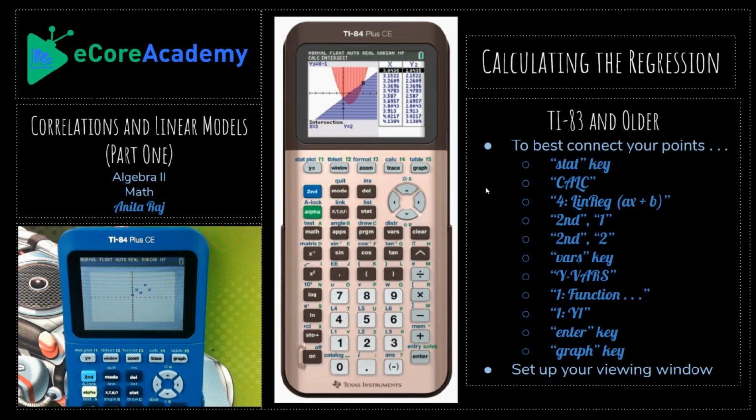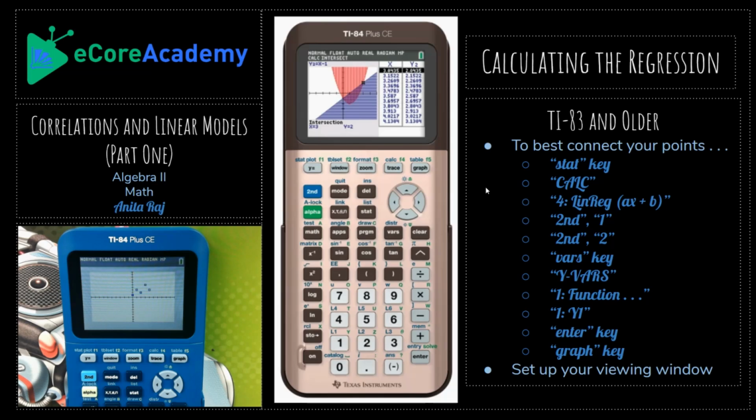If you just want to read over the instructions on the screen, feel free to do so and pause. First, you want to hit the stat key. Then you want to hit the calc button. Then you want to hit 4 for linear regression, which is ax plus b. You'll see that as the fourth option. Then you want to hit the second button, and then 1. And then you want to hit the second button, and then 2.